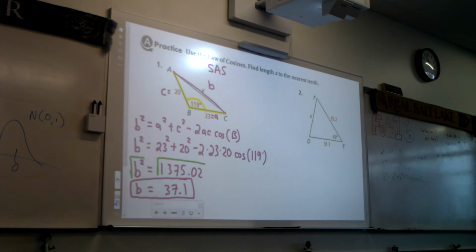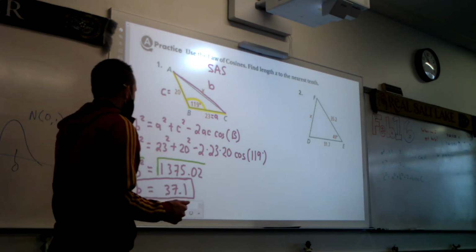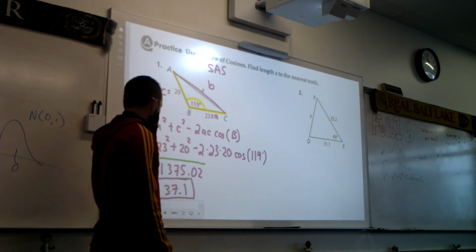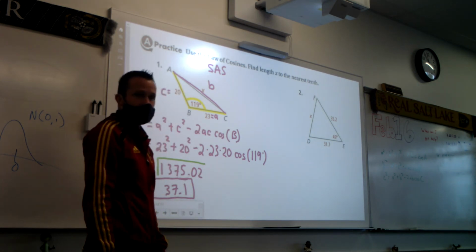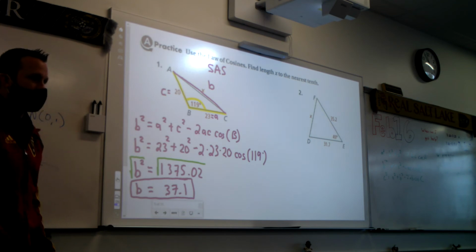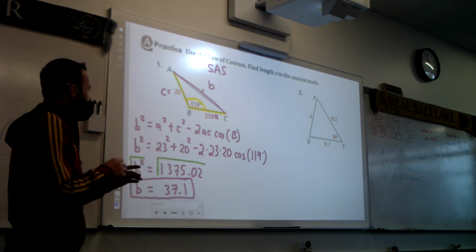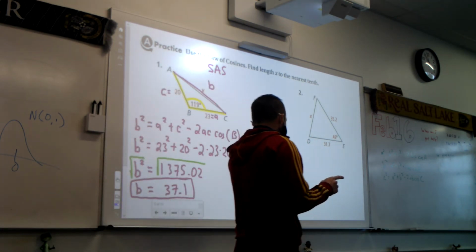All right, that is how you find a missing side using the law of cosines. We just plugged it into the formula. That gave us b squared, and we took the square root in order to get rid of the square. Pretty easy, right?